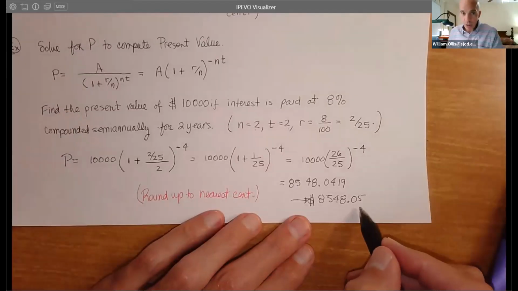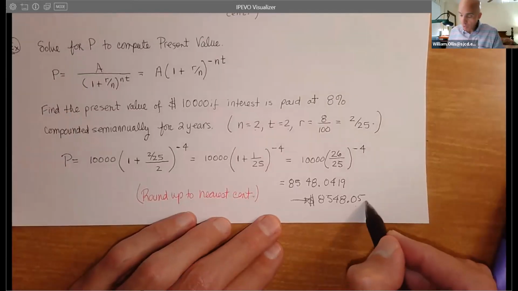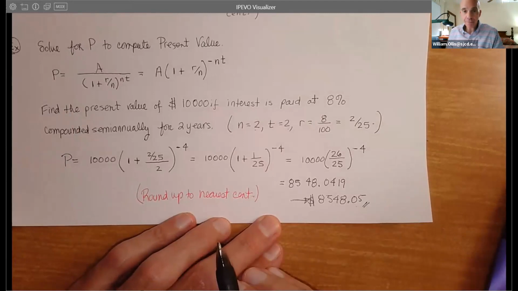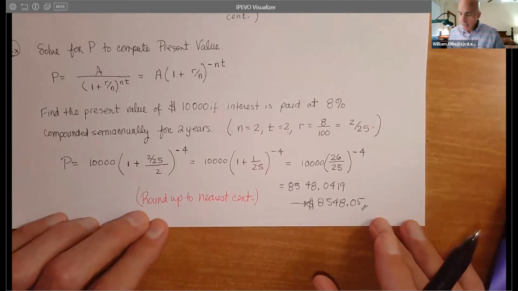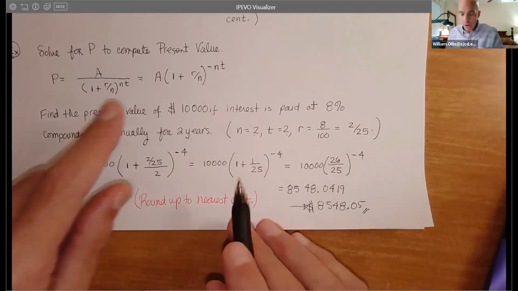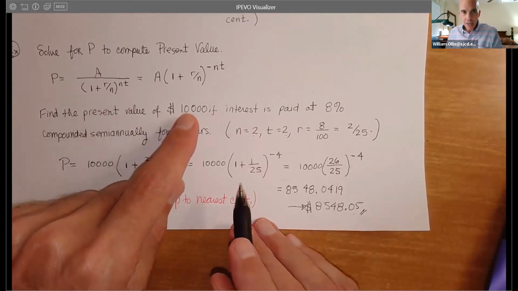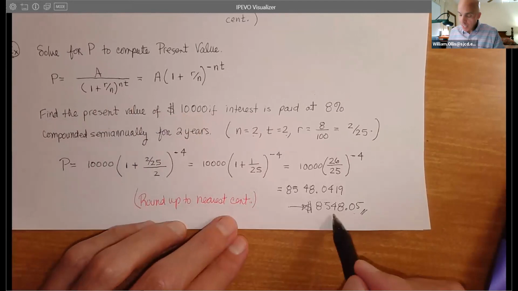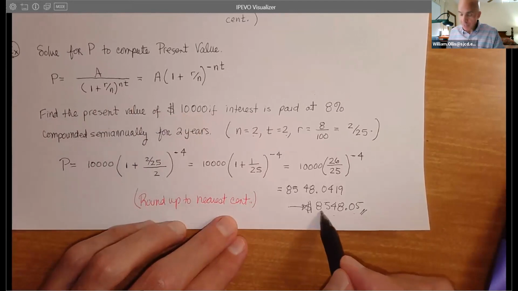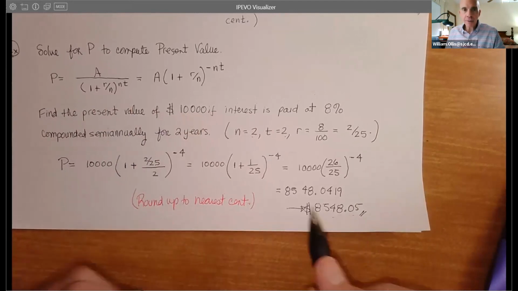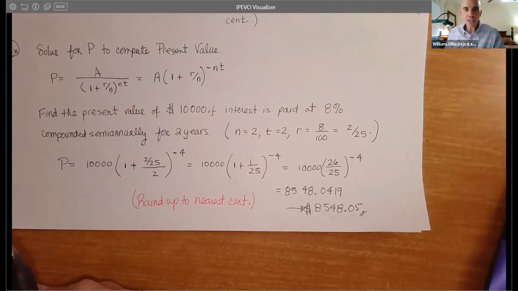So we use our Google calculator and then we round up to the nearest cent because WebAssign asked us to do that. So again, we can see that if we want our future value to be $10,000, we need a present value investment of this amount. So again, you can do lots of nice calculations with annuities.